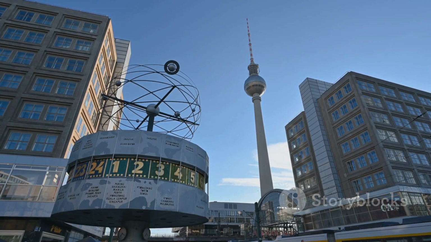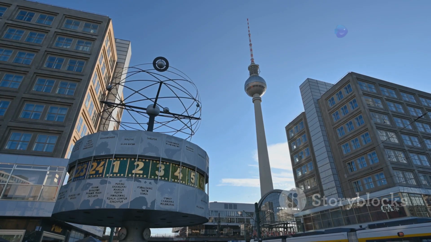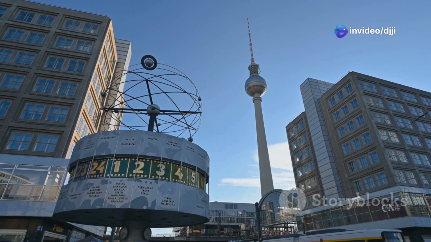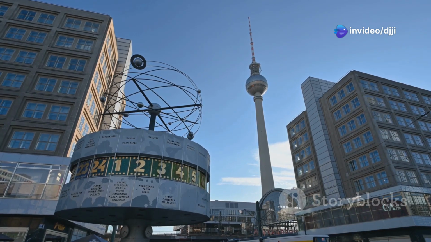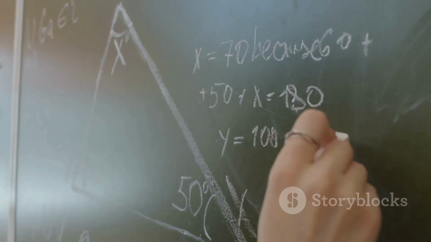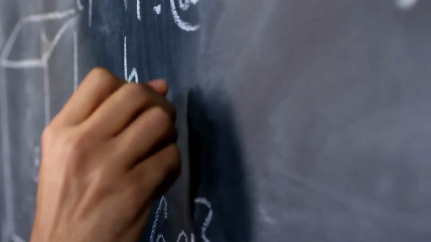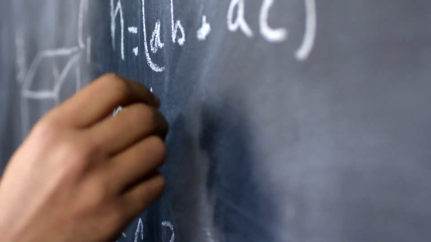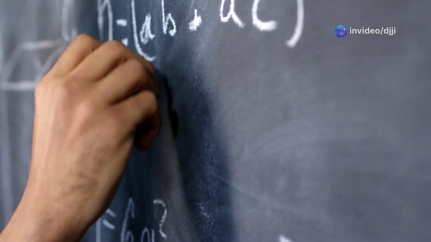Let's try a tiny number. How about 0.0003? In scientific notation, we move the decimal point 4 places to the right. This makes it 3.0 x 10 to the negative 4th power. The negative exponent indicates a small number. This is a powerful way to simplify calculations with very small numbers.